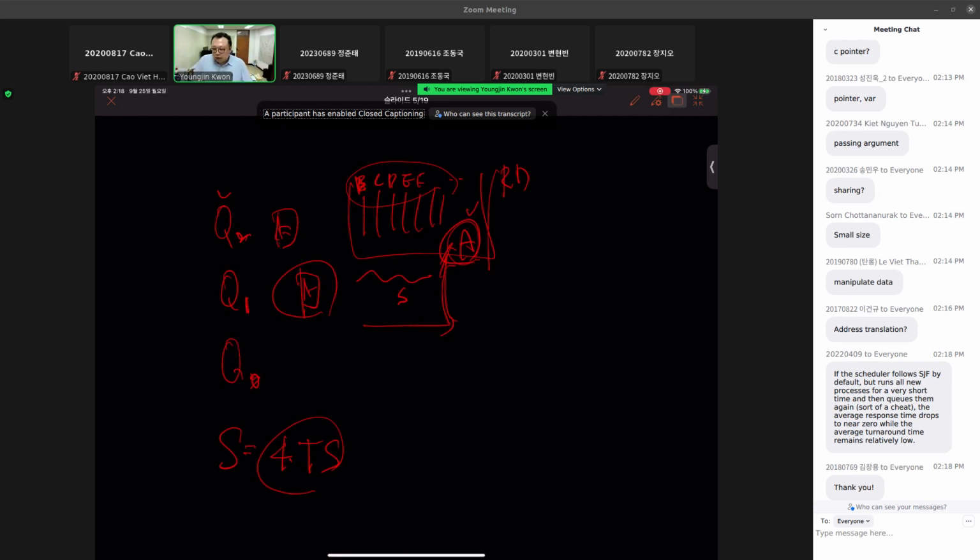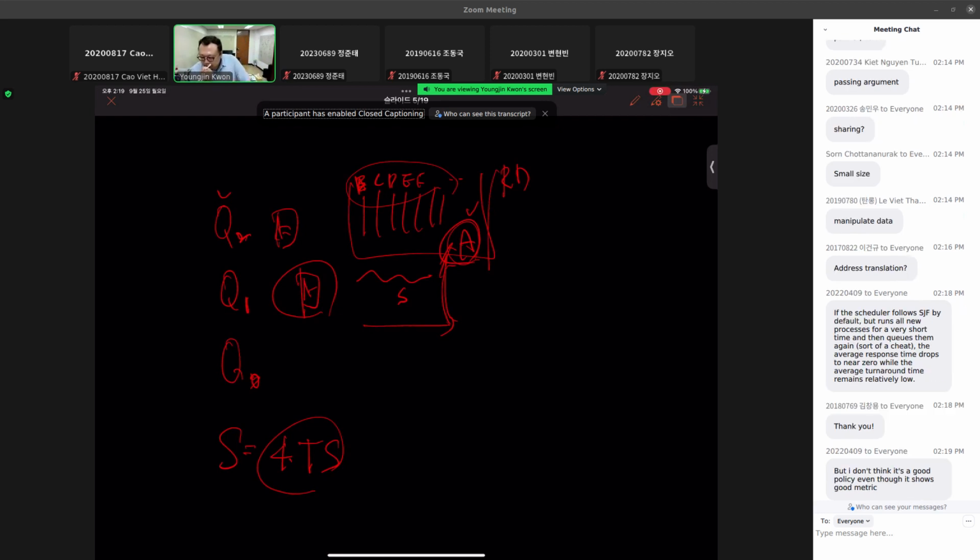So if the scheduler follows SJF by default, it runs all new processes for a very short time, then queues them again. Then the average response time drops to nearly zero, while average turnaround time is relatively low. I don't think it's a good policy, even though it shows good metrics. Yeah, I agree. Probably I understand your question.